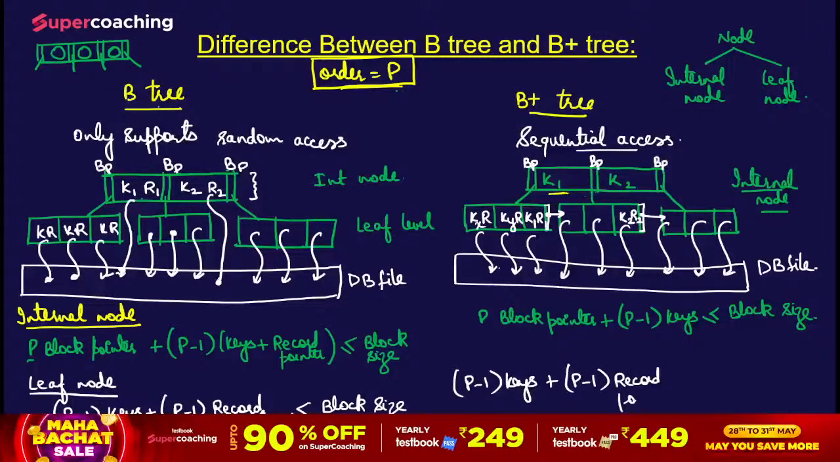After this, I'll be writing record pointers as RP and block pointer as BP. And along with this, since it is pointing to the next block, that means one block pointer is there. So one block pointer is also present at the leaf level. And this should be less than equal to block size.